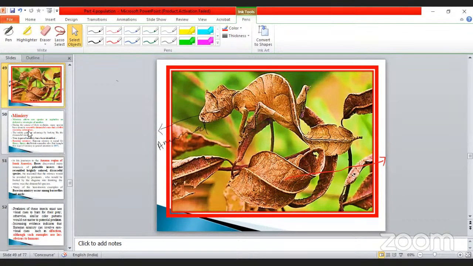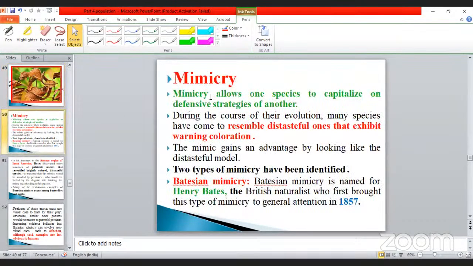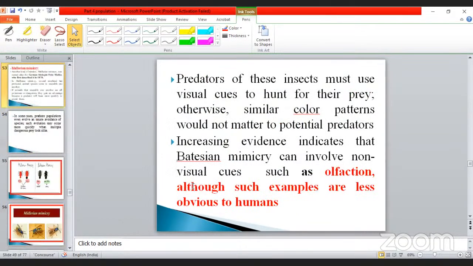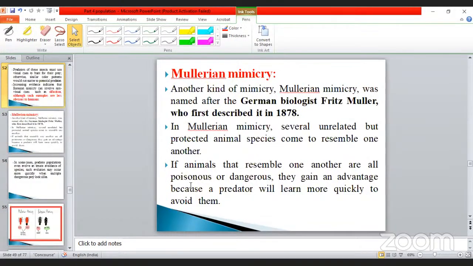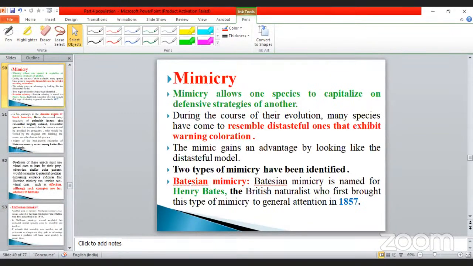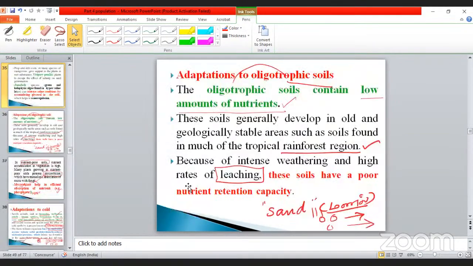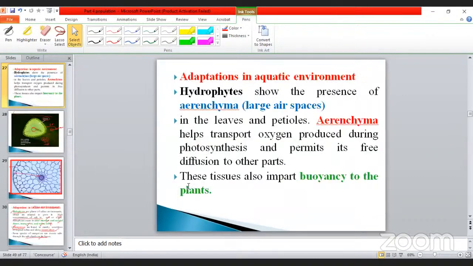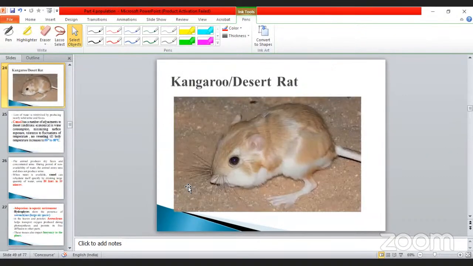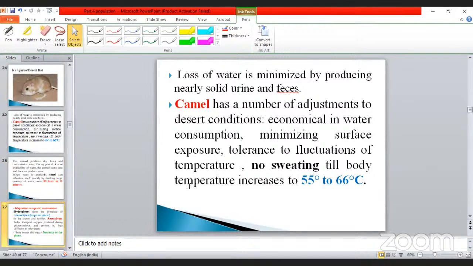So the next part is mimicry. There are two types you are going to study in this part: Batesian mimicry, and another one called Mullerian mimicry. These are the two things that are very, very important, my dear. So today, I will summarize all those things we discussed. Okay, my dears, first of all, you should note it down. Very, very important things.